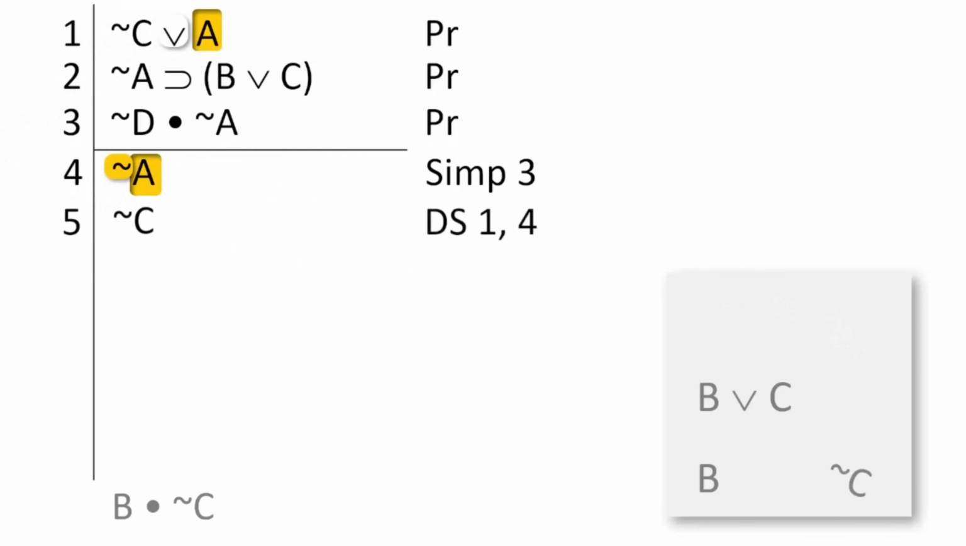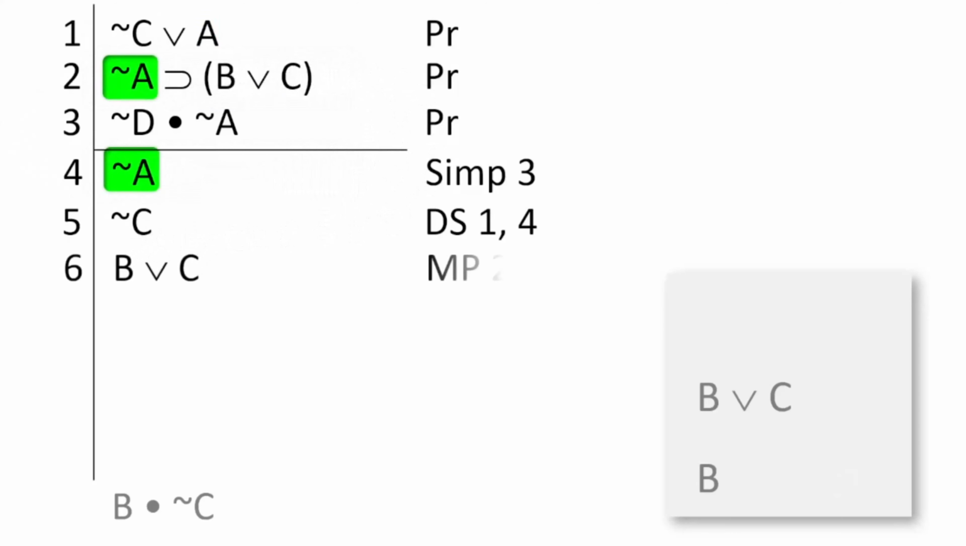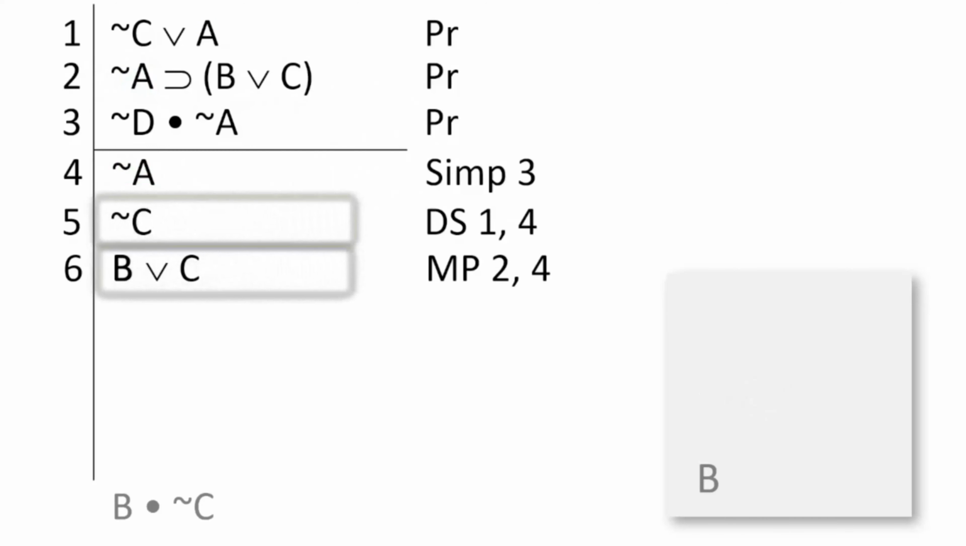We can get B or C from the conditional in line 2, provided that we can match its antecedent, tilde A, which we can do. We can match it in line 4. So we can derive B or C by modus ponens. And now what we wanted was B. This time we will apply disjunctive syllogism to the disjunction in line 6. We have the negation of the second disjunct in line 5, so we can derive the first disjunct B.